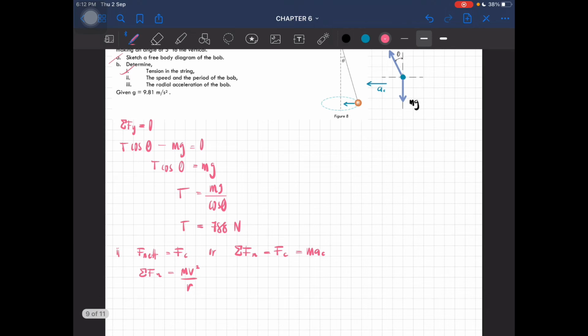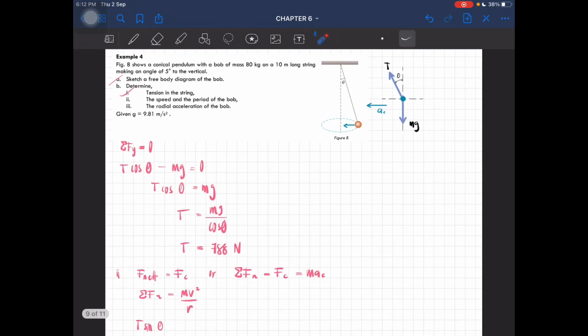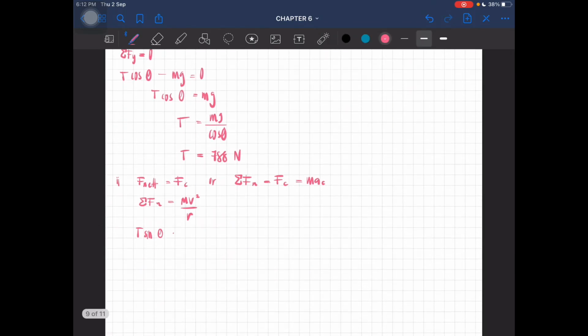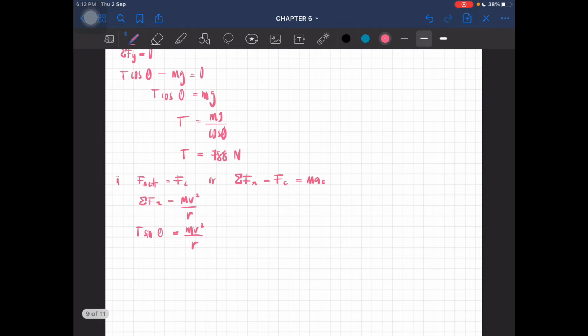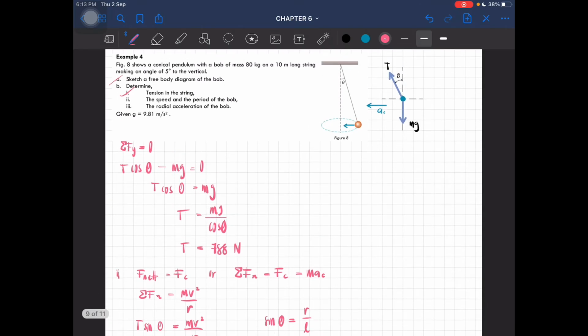So now let's look at the x component. We have T sin theta. T sin theta is positive because it follows the direction of the centripetal acceleration. Then it is equal to mv squared over r. However, we do not have the radius of the circular path, which is this one. We do not have this r, but we can find it by using trigonometry, which is sin theta equal to r over L.